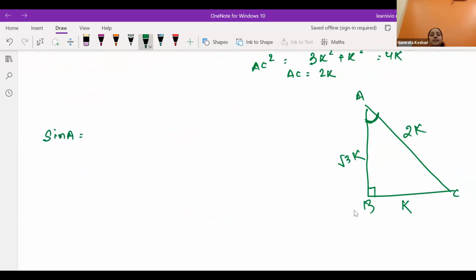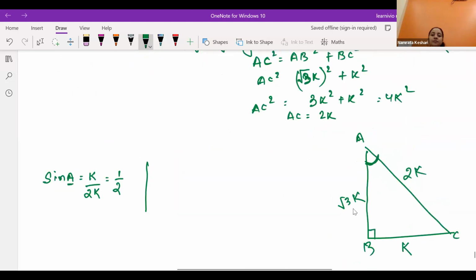Sine A. What was the formula for sine? Opposite by hypotenuse. Keeping in mind the angle is A over here, the opposite is K and the hypotenuse is 2K. So sine A is 1 by 2. We also have to find cos C.